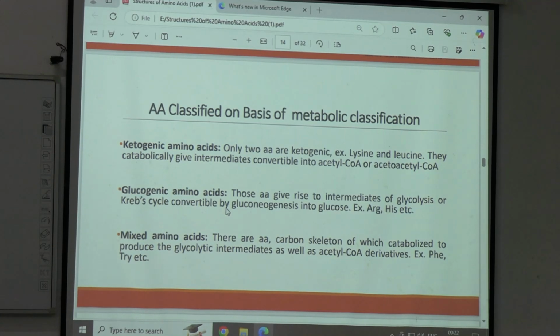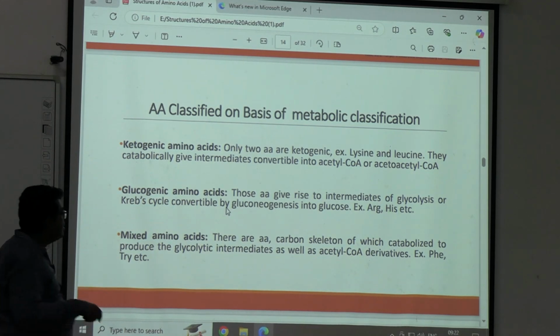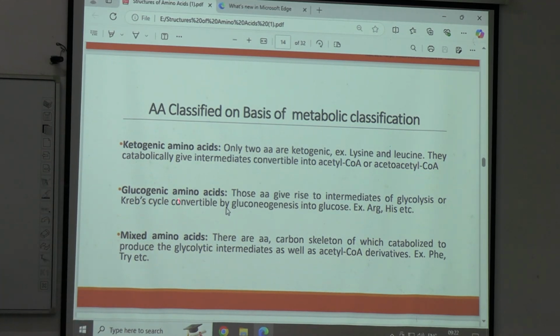So, some amino acids give you keto entities like acetyl CoA or acetoacetyl CoA. Some of them are glucogenic amino acids. They can be converted into glucose to fuel your metabolism. And the rest are mixed. They give both. Now, there is a very easy way to remember this also.